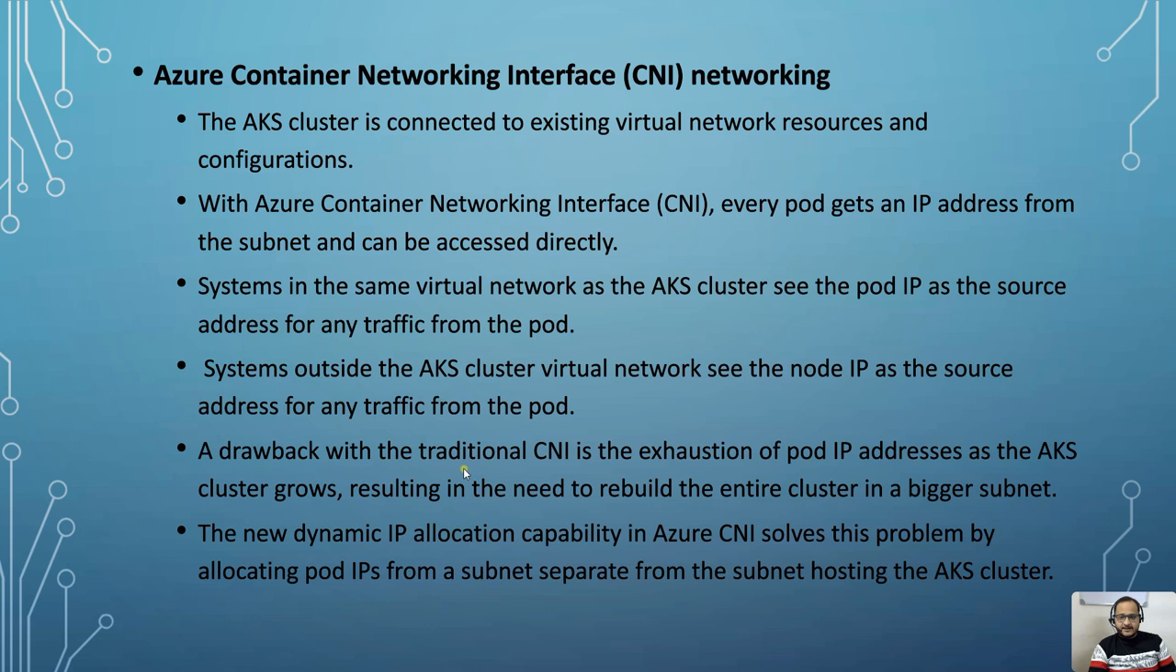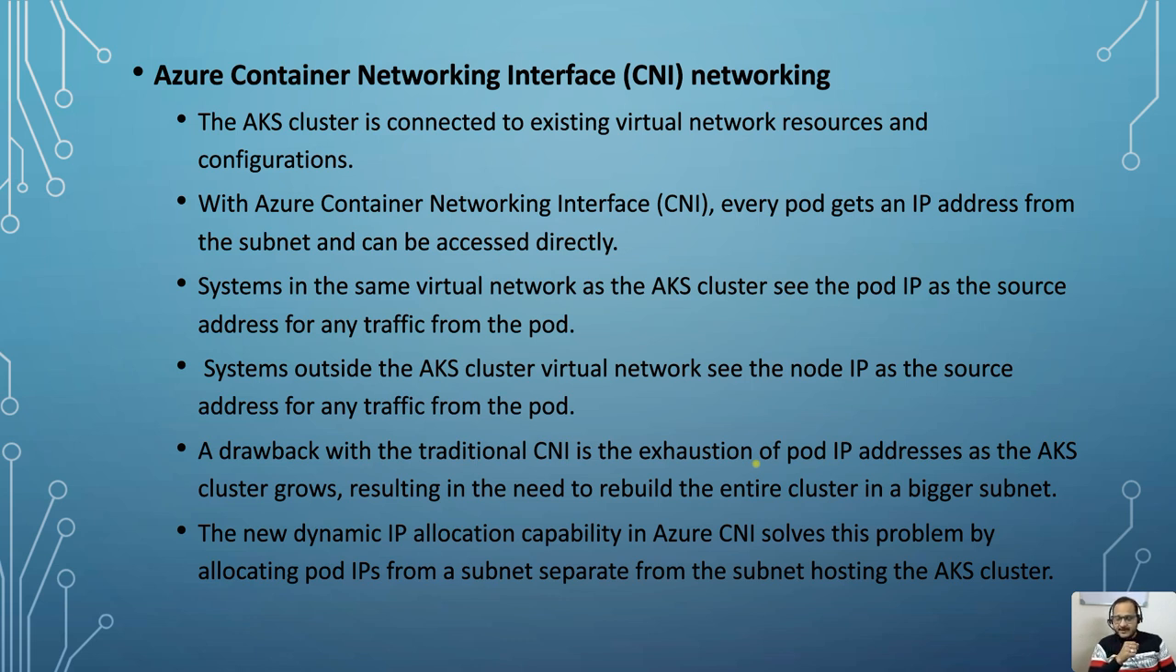A drawback with traditional CNI is the exhaustion of pod IP addresses as the AKS cluster grows, resulting in the need to rebuild the entire cluster in a bigger subnet. For every networking model we have some advantages and some disadvantages as well. So in the case of CNI, we will see in a coming video what all the benefits, advantages or disadvantages we have in all the networking models.